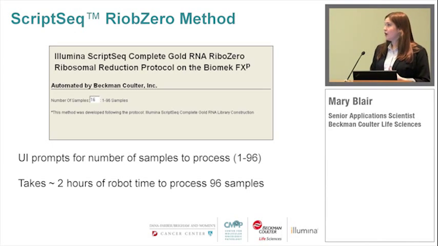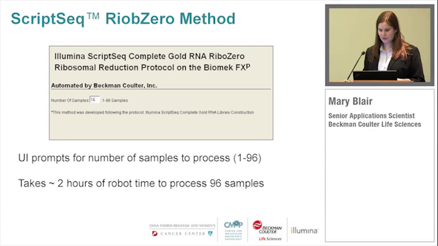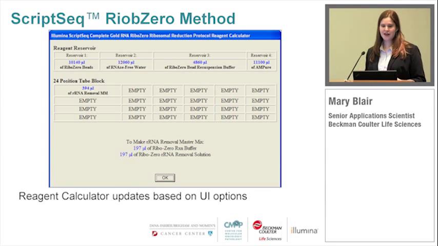So this is an example of one of those basic user interfaces that we like to put on our methods. In this instance, it was really basic. It was really only one input, the number of samples that you wish to process. And for the Ribo0 method, it takes approximately 2 hours for the robot to process 96 samples. Part of the reason that we ask for the number of samples is that we also include a reagent calculator that will pop up. Based on your inputs into the user interface, it tells you exactly how to make up your master mixes, where to put them in the reservoirs, and how much you need.